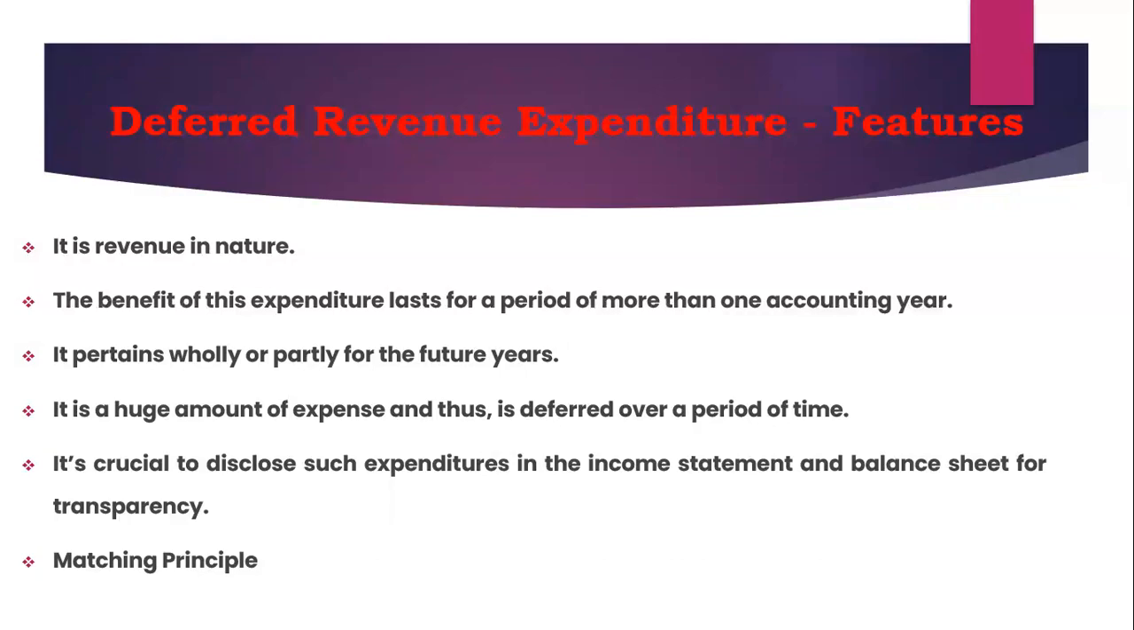So again, deferred revenue expenditure is incurred in one accounting period and will be useful for subsequent years. One more thing I would like to tell you is that the expenditure, instead of being recognized and expensed all at once, is gradually expensed over a period of time. So we need to show it in the profit and loss account and balance sheet for transparency purposes. I'm going to discuss how it will be treated.